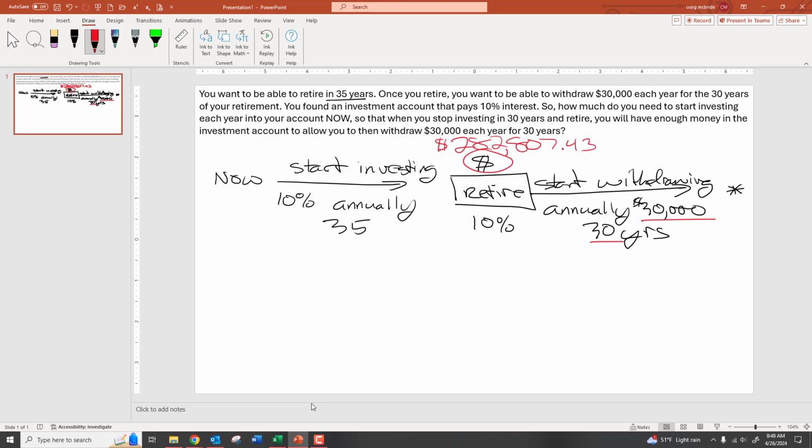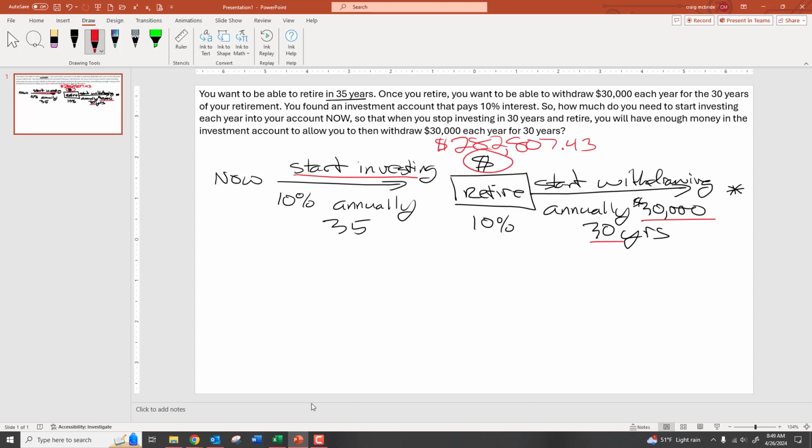So now we need to step backwards and finish the question by solving the first part. We have 35 years to get to that goal, right? We're going to retire in 35 years. Like we're 20 now, we're going to retire at 55, or we're 30 now, we're going to retire at 65, whatever it happens to be. So now we have to ask the question: how much do we need to start investing every year, earning this 10%, so that in 35 years, we will have that?